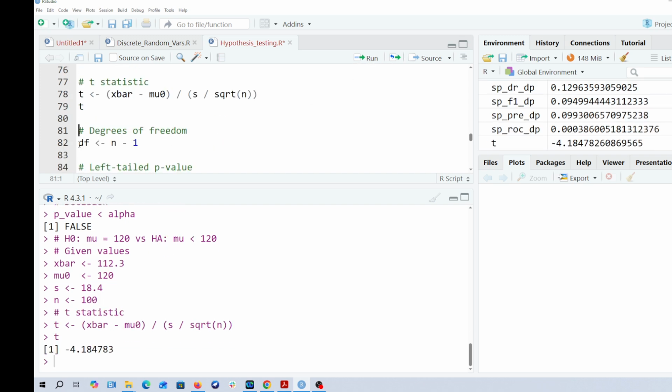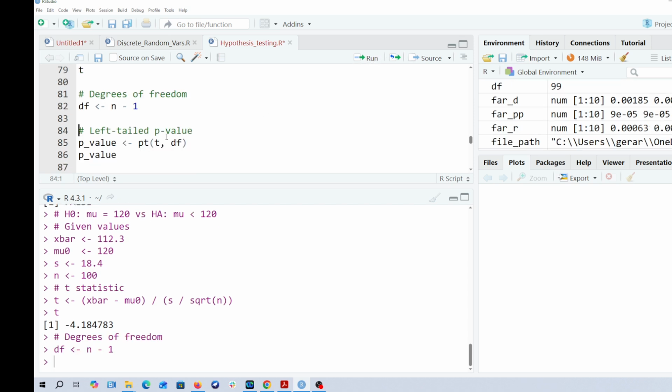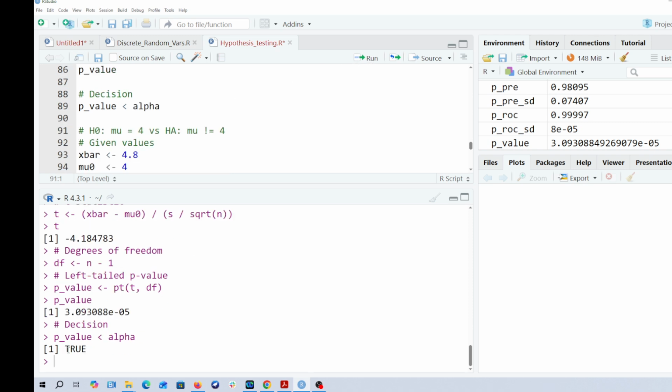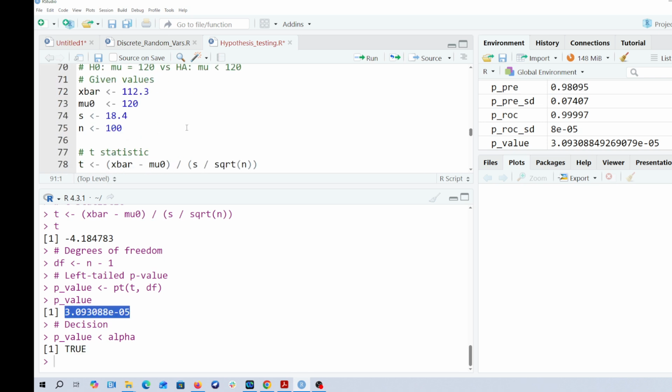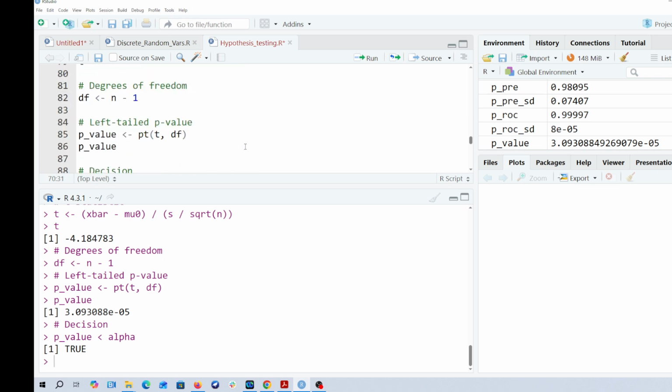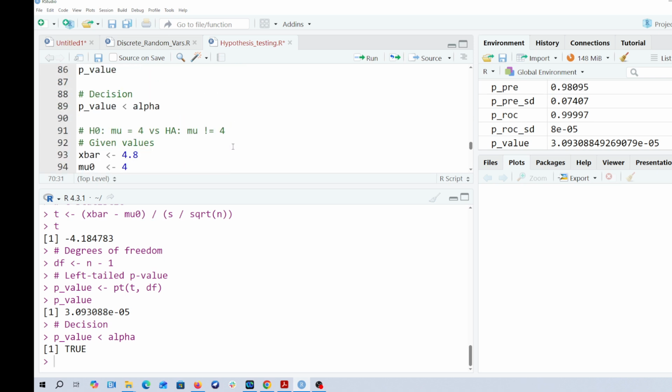We run that, we know our degrees of freedom, and then we can calculate the p-value, and then we run this. We see that here this p-value is very small, and then we can vividly say that there is evidence that the mean of that sample is less than 120.